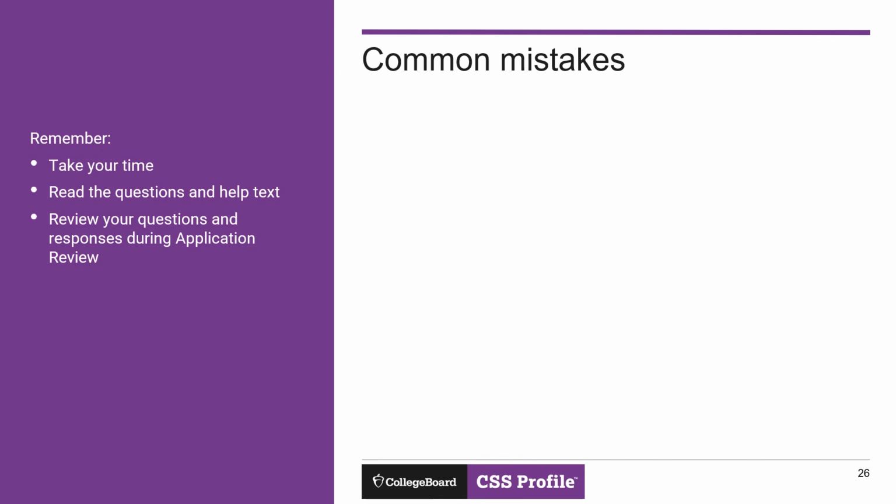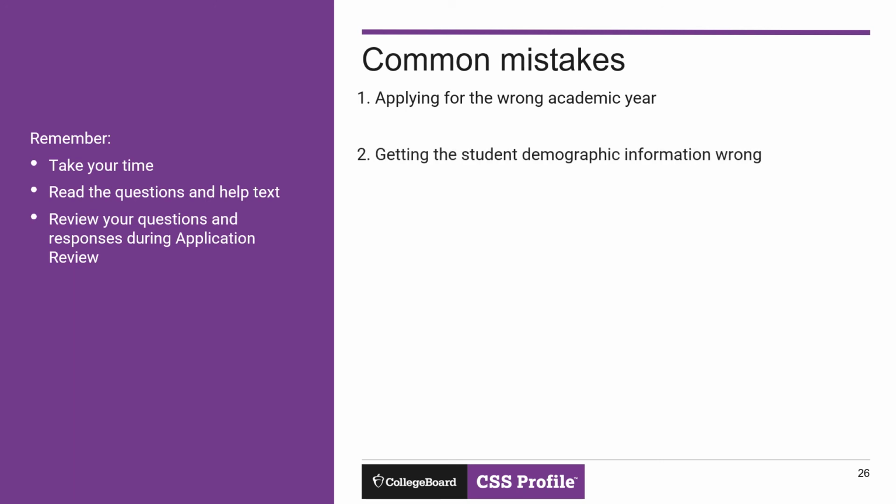Before we finish, let's review a few of the more common mistakes that parents make when completing the CSS profile. Applying for the wrong academic year is a big one. Because the student is enrolled as a high school senior in 2020-21, the inclination is to select the 2020-21 CSS profile. But the CSS profile is for the year the student will be attending college, so that will be 2021-22.